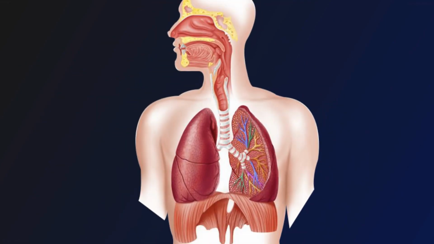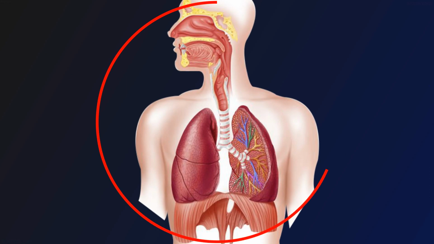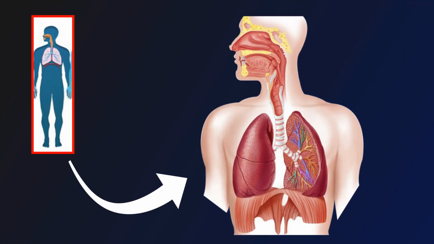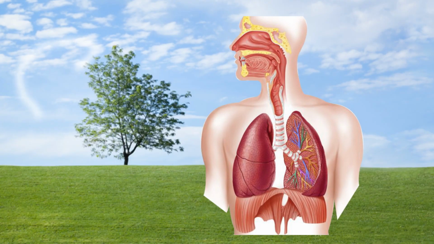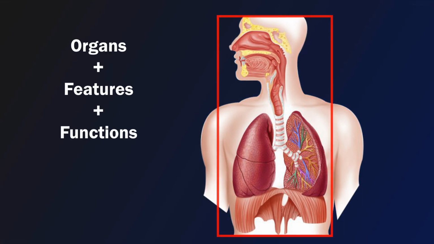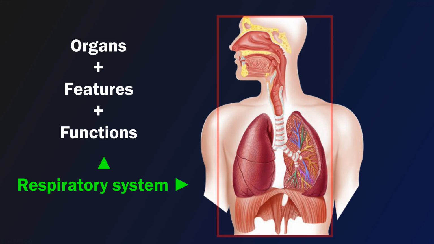An organ system is a collection of organs which perform a single function. In the human body, there are 11 major organ systems. The respiratory system is one such organ system, which is responsible for exchanging gases between the atmosphere and the human body. In this video, we will learn about the different organs and their features and functions in the respiratory system.